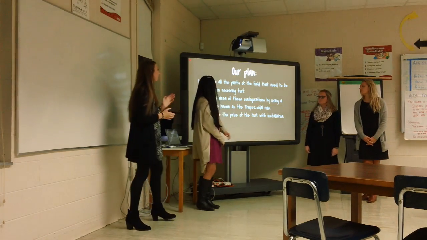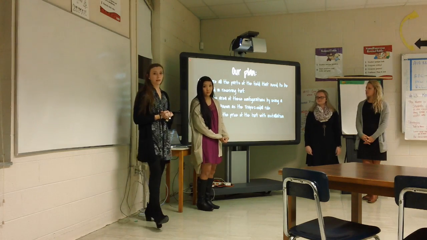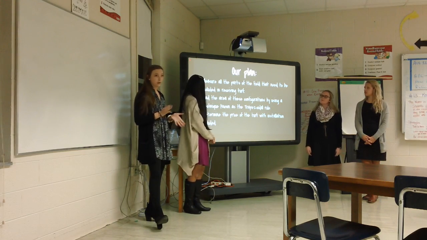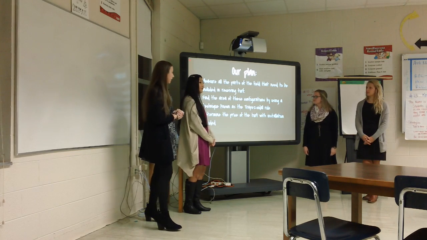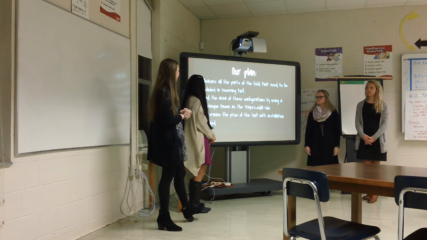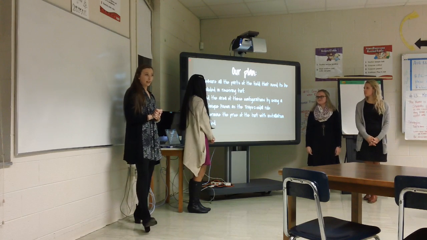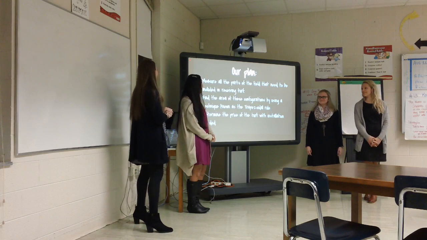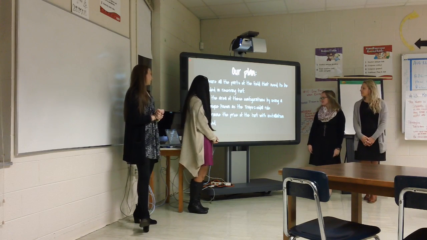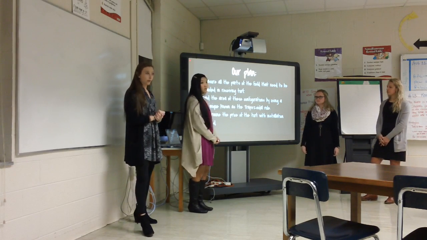So our plan for the math portion of this presentation is first to measure all the parts of the field that need to be covered from the track to the end zone. We did this by using an application known as Google Earth to get the most accurate measurements. Secondly, we need to find the area of these configurations by using a technique known as the trapezoidal rule that Sarah will be explaining in just a second. And then our last step is to determine the price of the turf with installation included, and this is our main goal for this project.